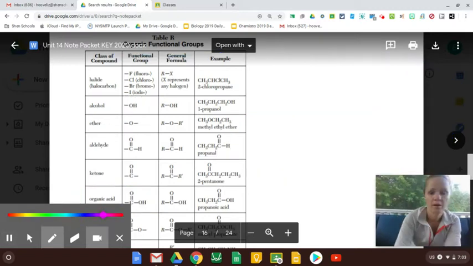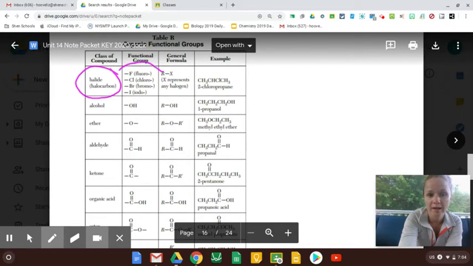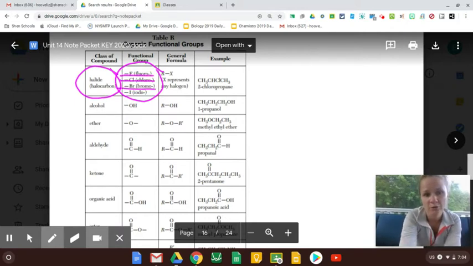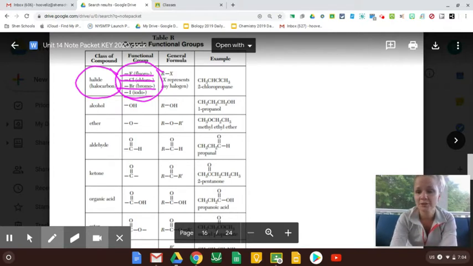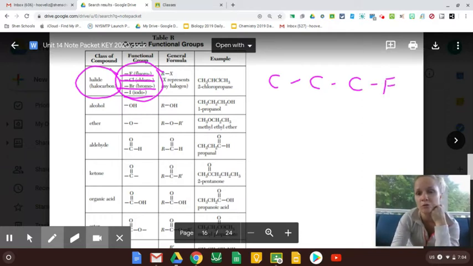All right, so our first functional group are halides or halocarbons, and they are when you add any halogen to an organic compound. And you don't have to remember what those halogens are because it says right here. So if you stick a fluorine, a chlorine, a bromine, or an iodine onto an organic molecule, now you have turned it into, this is propane, I'd be turning it into fluoropropane, all right?